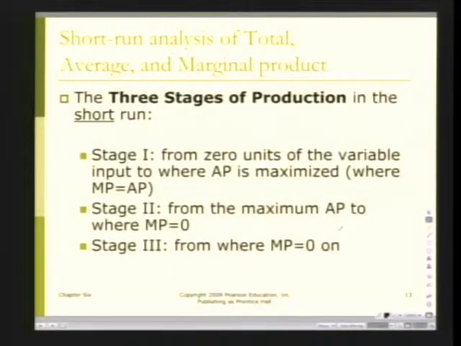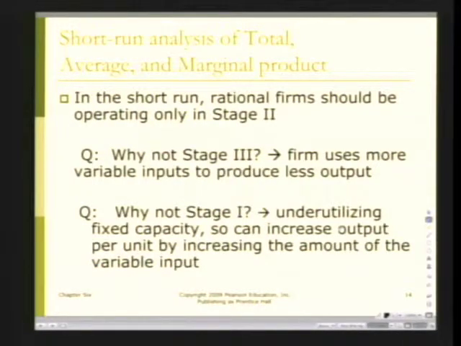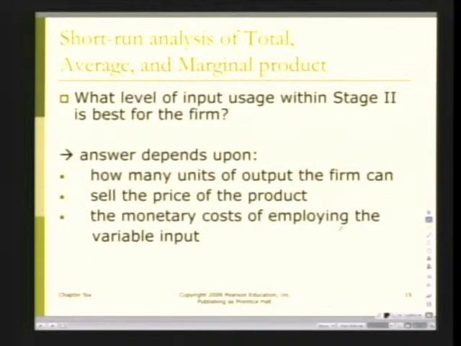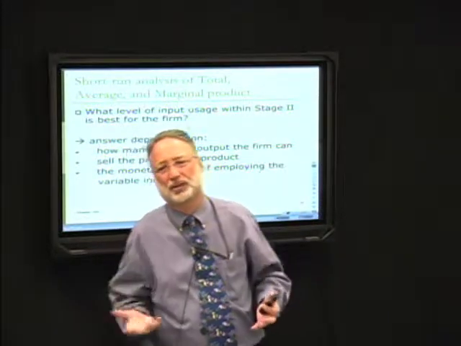Stage 2 is then the area of what we call efficient production. Now, so again, in the short run, firms produce in stage 2. Why not stage 3? Because you can see marginal product is negative. Why not stage 1? Well, then we're underutilizing our fixed resource. We don't have enough labor for our plant and equipment. So the question is then where in stage 2 are we going to produce? Okay? Well, that depends on how many units of output the firm can sell, and the monetary costs of employing variable input.